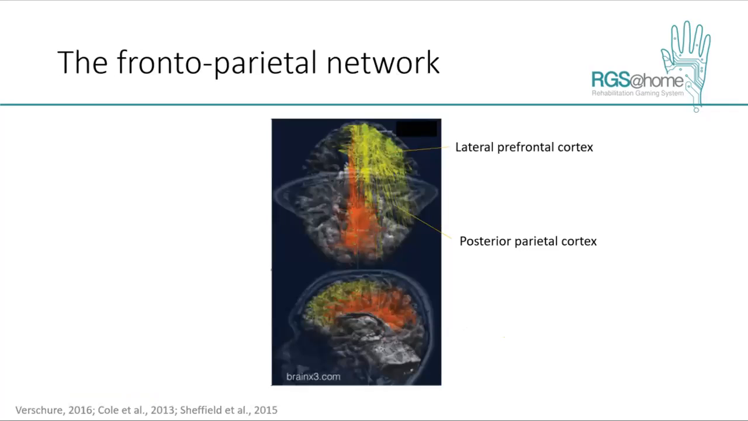The frontal parietal network is such a dynamic network. It includes the lateral prefrontal cortex and the posterior parietal cortex. This network appears to be most active in novel, non-routine tasks and is thought to contribute to a variety of task demands. As such, it appears to play a crucial role in modulating cognitive control abilities.